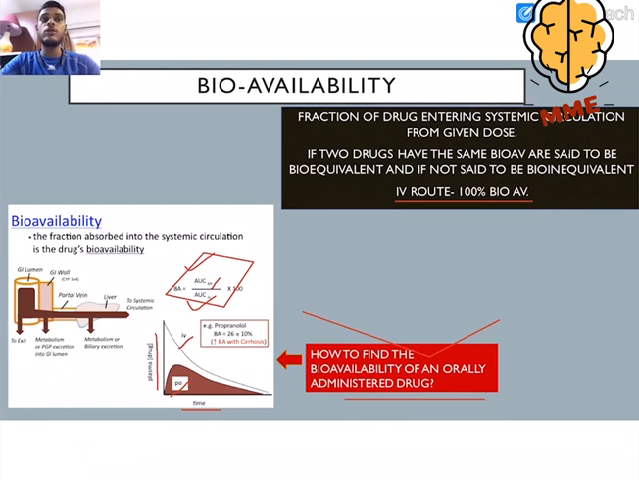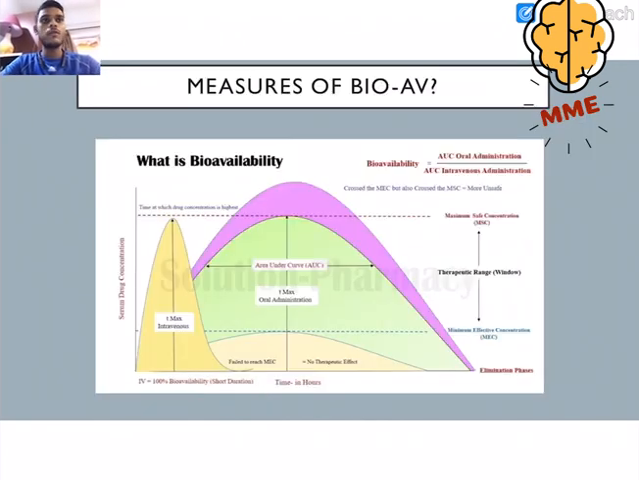So the definition is important, the IV route is important, and how we find the bioavailability of an orally administered drug is also to be noted. Okay, now what are the measures of bioavailability? As we can see, this is again a serum concentration versus time curve of a drug administered, right? Now, what can we see from this curve?